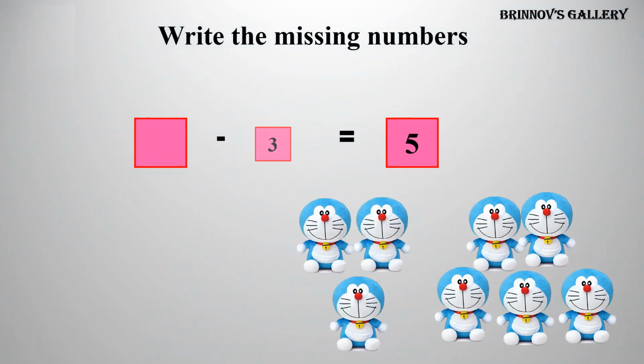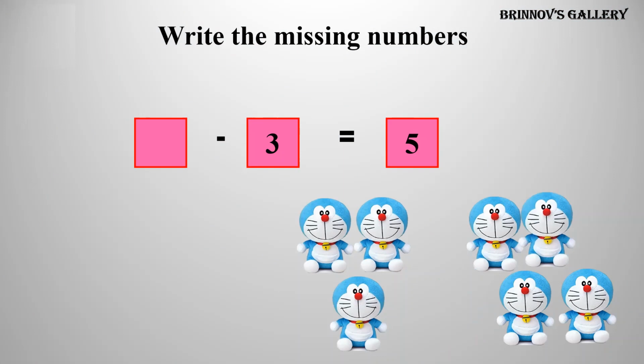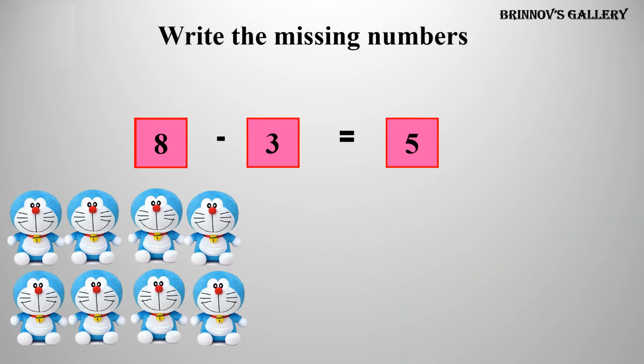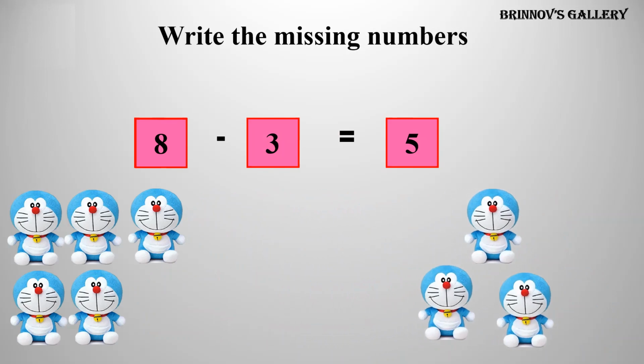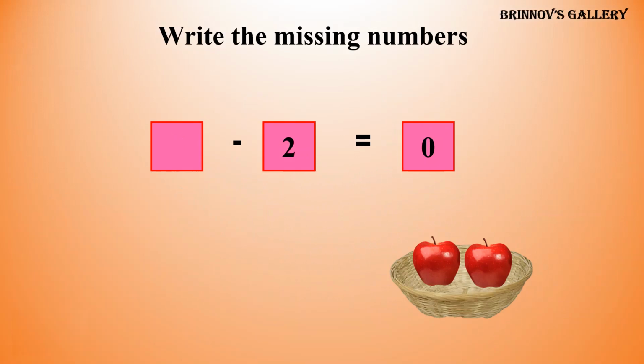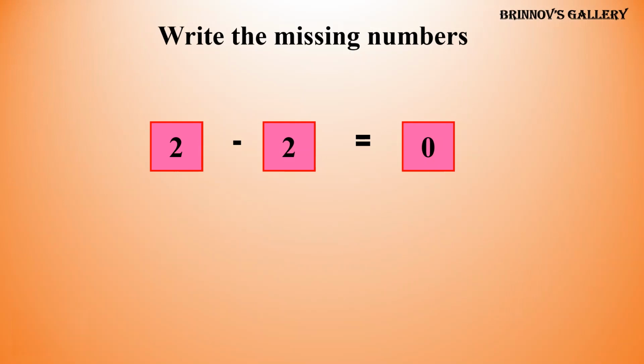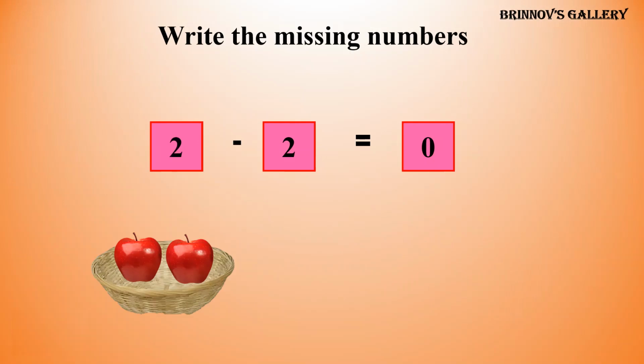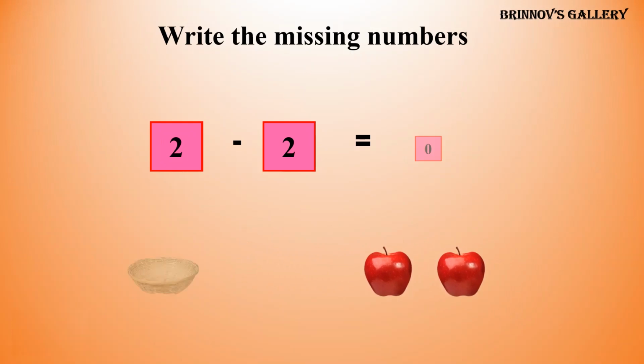5 and 3 is equal to 1, 2, 3, 4, 5, 6, 7, 8. So, 8 minus 3 is equal to 5. 0 and 2 is equal to 1, 2. So, 2 minus 2 is equal to 0.